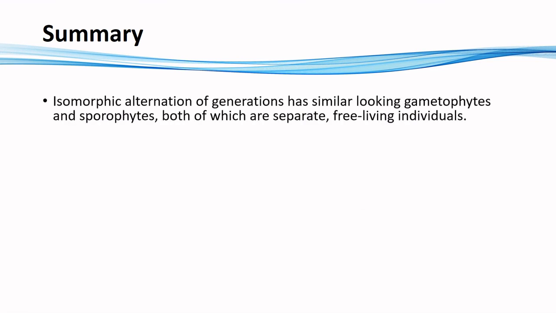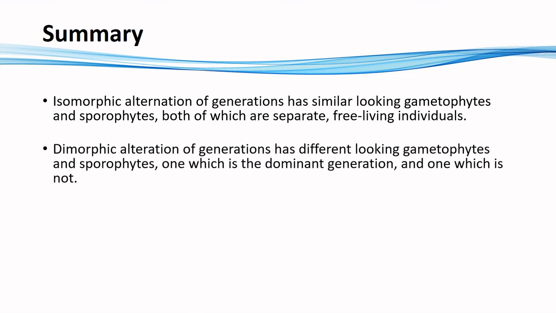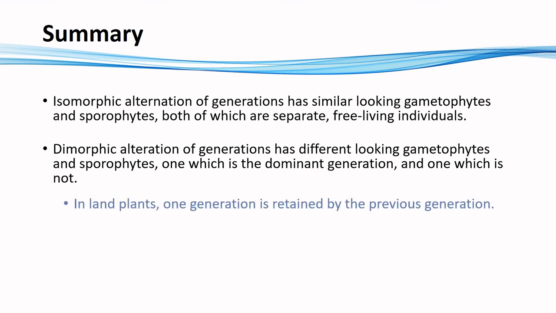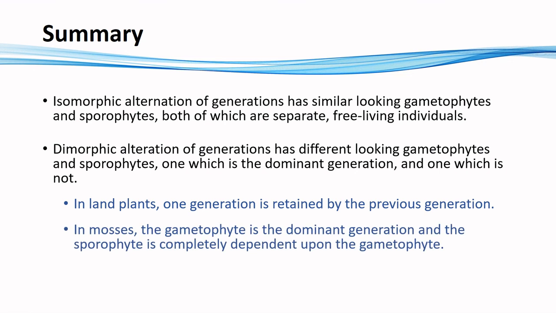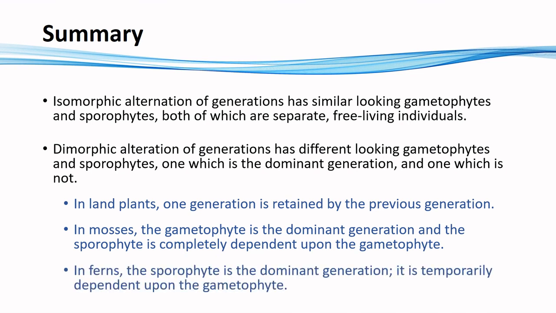Isomorphic alternation of generations has similar-looking gametophytes and sporophytes, both of which are separate and free-living individuals. Dimorphic alternation of generations has different-looking gametophytes and sporophytes, one which is the dominant generation and one which is not. In land plants, one generation is retained by the previous generation. In mosses, the gametophyte is the dominant generation and the sporophyte is completely dependent upon the gametophyte. In contrast, in ferns, the sporophyte is the dominant generation and it is temporarily dependent upon the gametophyte.